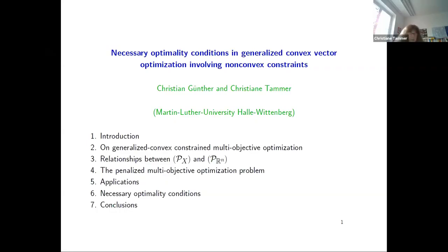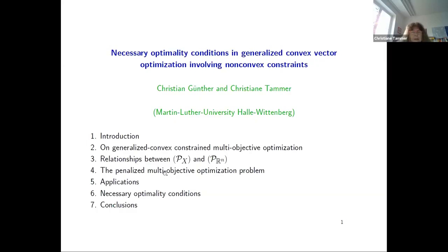In the first part, I will give motivation for our studies. And in the second part, I will introduce the multi-objective optimization problems that we will study. In the third part, I will speak about the relationships between an unconstrained and constrained optimization problem.